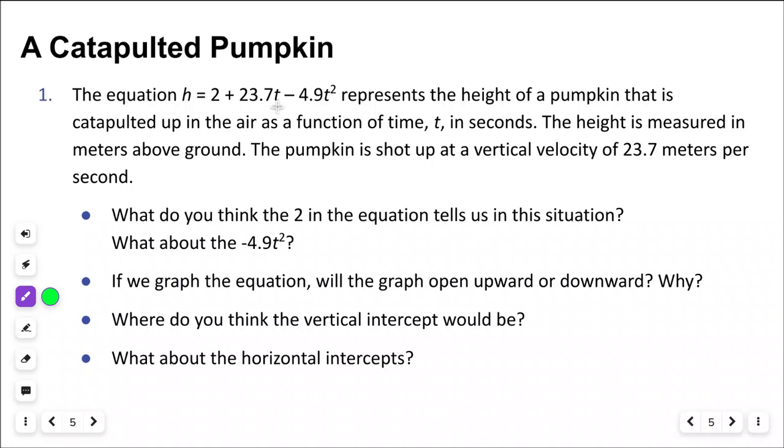We are given this equation here that represents the height of the pumpkin as it is catapulted up into the air as a function of time t in seconds. The height is measured in meters above the ground, and the pumpkin is shot up at a vertical velocity of 23.7 meters per second. There are 4 questions up here on the screen. Again, we've been saying, none of the math is new, so you should be able to answer all of these questions using what we've learned in previous lessons. So I strongly encourage you to pause the video now and see what you remember from past lessons about quadratic equations, and then come back to get the answers.